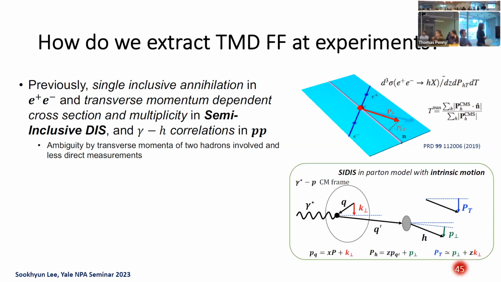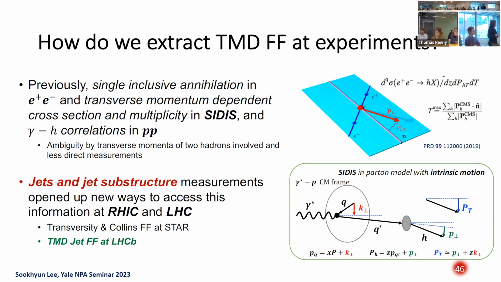And this is the second example, semi-inclusive DIS. It's a kind of DIS, deep inelastic scattering, but you have one Hadron at the end. This kind of measurement is limited due to the ambiguity by transverse momenta of two Hadrons involved instead of one, so that it's less direct measurement. So the transverse momentum gets contribution from the initial parton and the final state Hadrons, so that kind of is less direct measurements. So if you use jet substructure, you could do the clean measurement, which goes straight to it.